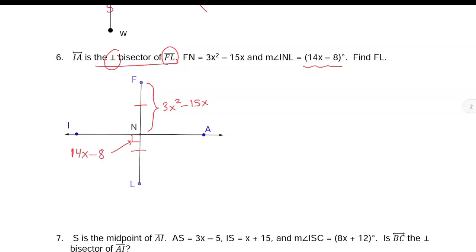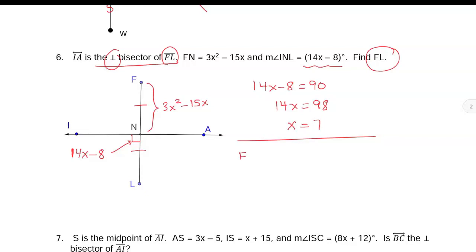So that means I could find out what x is right now because I know that angle is a 90-degree angle. So 14x minus 8 equals 90. Let's solve for x. Okay, x is 7, and I need to find the length of FL.